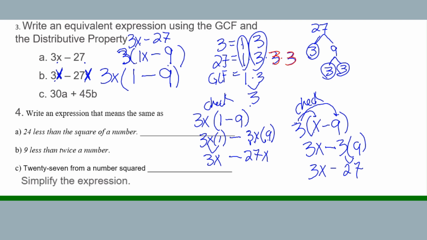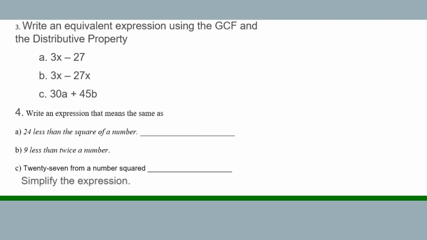And we have an equivalent expression. Now the last one, you have to make sure you find the greatest common factor here. So we have 30 times a plus 45 times b. Now we don't have any variables in common because our variables are different here, so we cannot factor out a variable. But we can see what is the greatest common factor of 30 and 45.